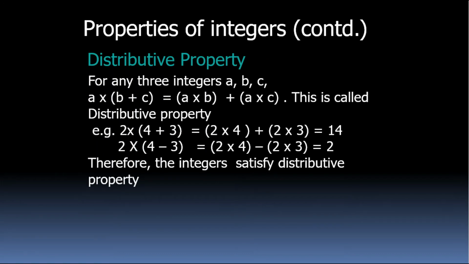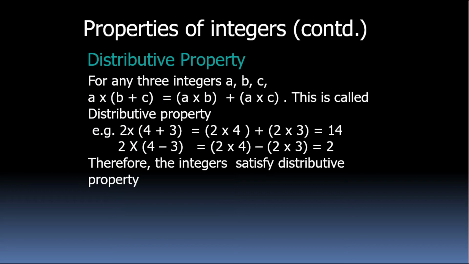Then comes the distributive property. For any three integers a, b and c, a into (b plus c) is equal to a into b plus a into c. This is called the distributive property. So 2 into (4 plus 3) equals 2 into 4 plus 2 into 3. 2 into 4 is 8 plus 2 into 3 is 6, so that will be equal to 14.